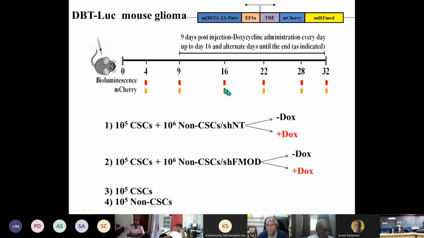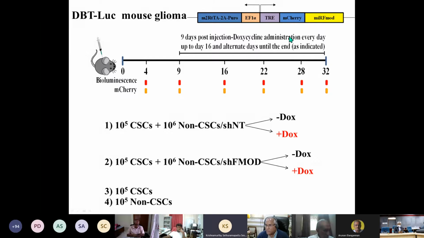So in a simple experiment, we took a particular mouse glioma cell line, which has a luciferase-tagged version, in which we introduced a doxycycline-inducible version of an RNA interference construct for FMOD, and which also has an mCherry.